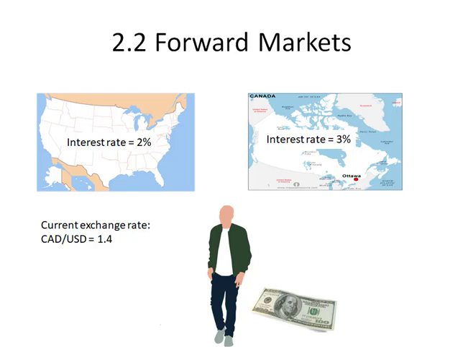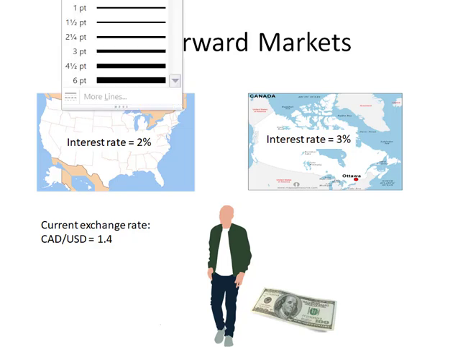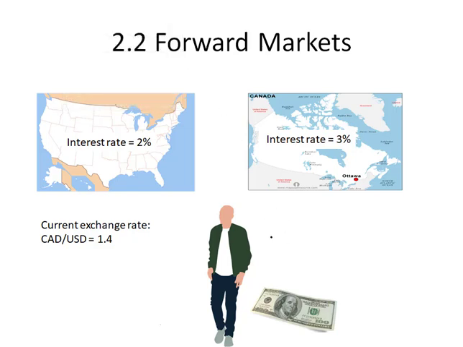So let's help him out here. Let's draw a timeline. So we are here right now and this is where he has $100. And 1 year later, so this timeline is 1 year. 1 year later, if he invests this $100 in a bank in the US, he will get a 2% interest rate. So 1 year later, he will get $102. So he started with $100 and 1 year later he will get 102 US dollars.